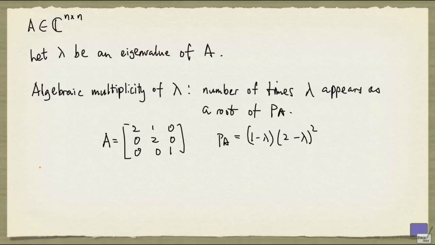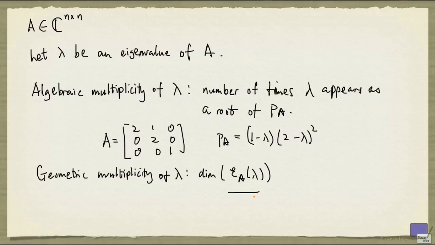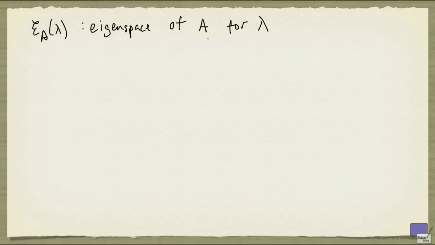The other quantity is called the geometric multiplicity. The geometric multiplicity is given by the dimension of the eigenspace for the eigenvalue lambda. And the eigenspace for the eigenvalue lambda will be denoted by script E subscript A, open bracket, lambda, close bracket. We're now going to look at the definition of the eigenspace. So the eigenspace of A for lambda is given by the null space of the matrix A minus lambda times the identity matrix. And remember that the non-zero vectors in the null space of A minus lambda I are precisely the eigenvectors of A with eigenvalue lambda.